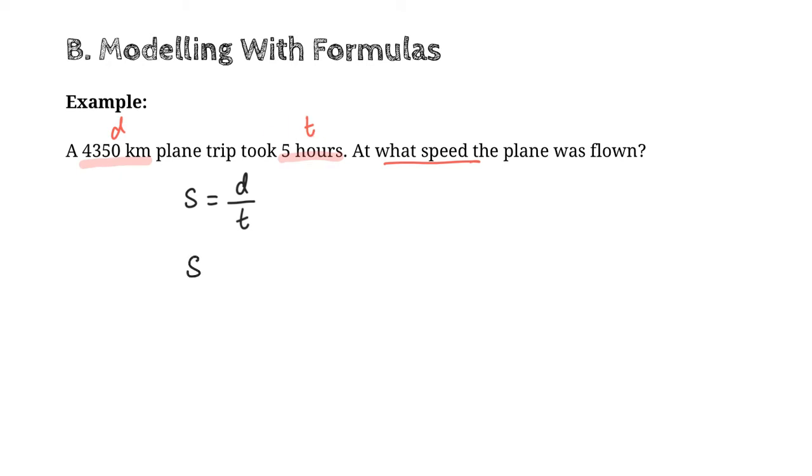So we can just use our equation and replace our variables with these values. That means that s is equal to our distance, 4,350 kilometers, divided by our time, so divided by 5. And we can just do that calculation. 4,350 divided by 5 is just 870. So the speed is 870 kilometers per hour.